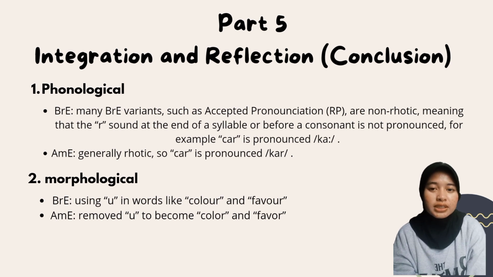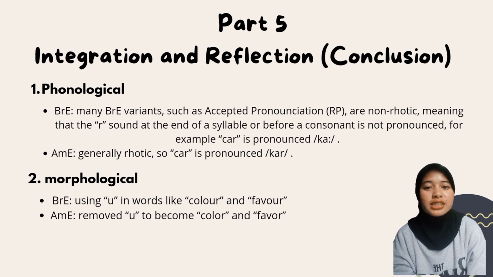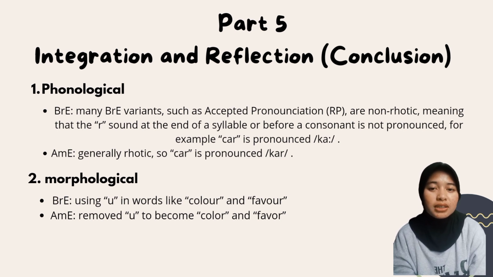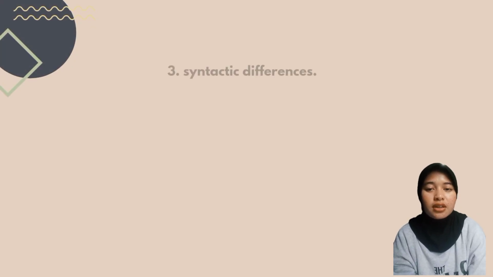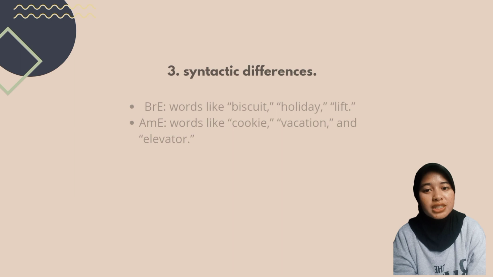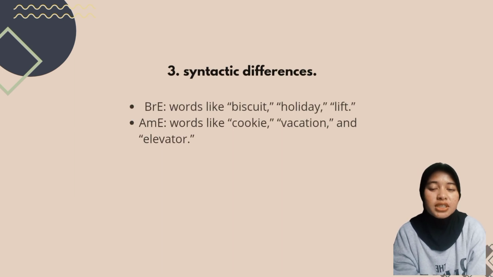Second, morphological. British English uses U in words like colour and behaviour. American English removes the U to become color and behavior. The last is syntactic difference. British English biscuit, American English cookie. British English holiday, American vacation. British English lift, and American English is elevator.